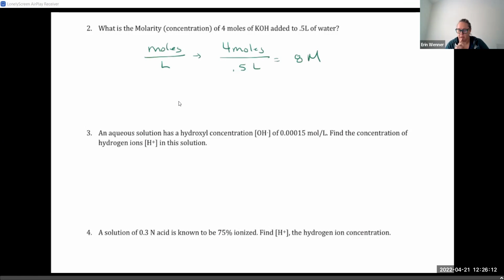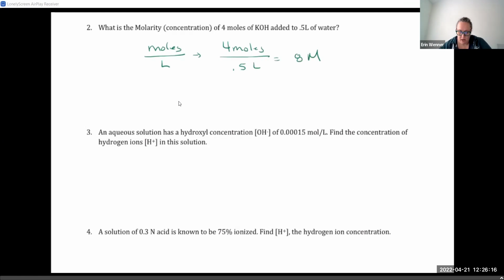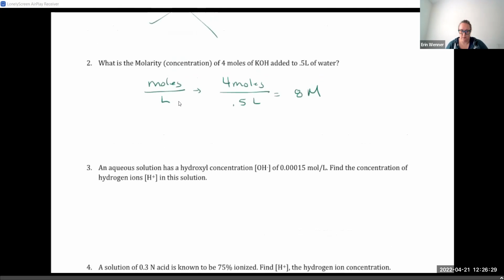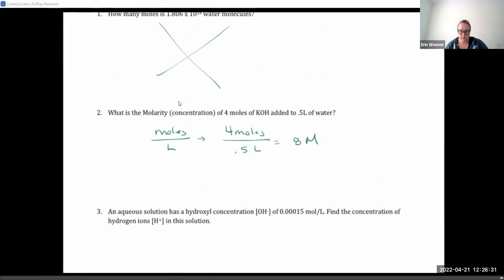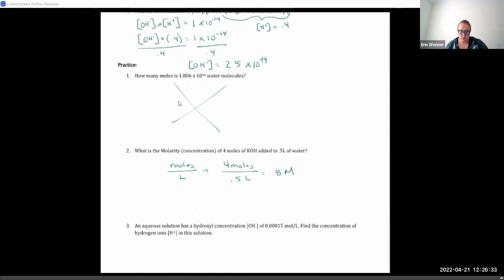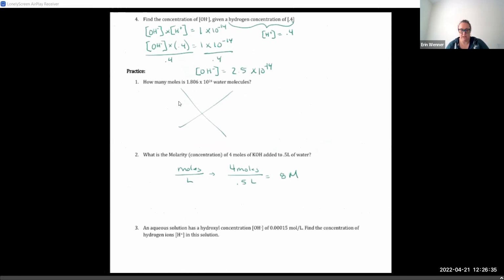Okay, so number 3 says an aqueous solution has a hydroxyl concentration, or OH negative, of 0.00015 moles per liter. Find the concentration of hydrogen ions in this solution. So I'm going to zoom out, because I want you to use the method that we did in number 4 and apply it to number 3.